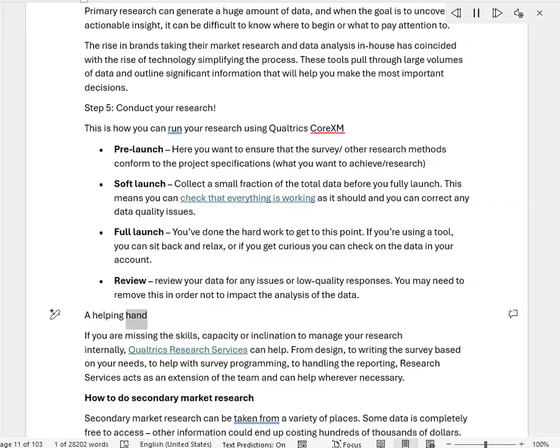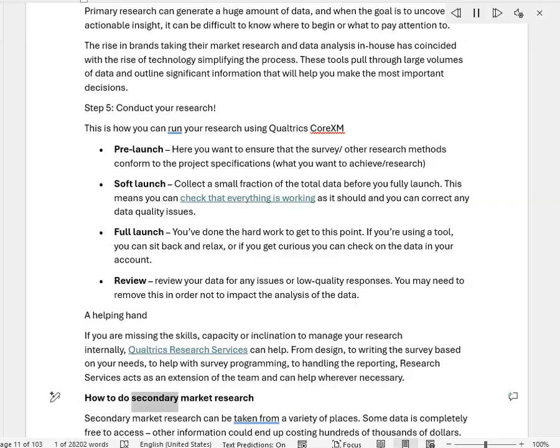A helping hand. If you are missing the skills, capacity, or inclination to manage your research internally, Qualtrics Research Services can help. From design, to writing the survey based on your needs, to help with survey programming, to handling the reporting, Research Services acts as an extension of the team and can help wherever necessary.